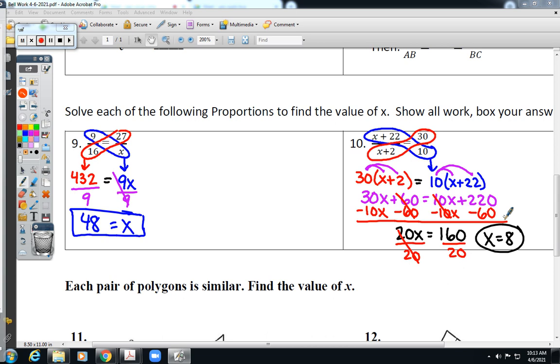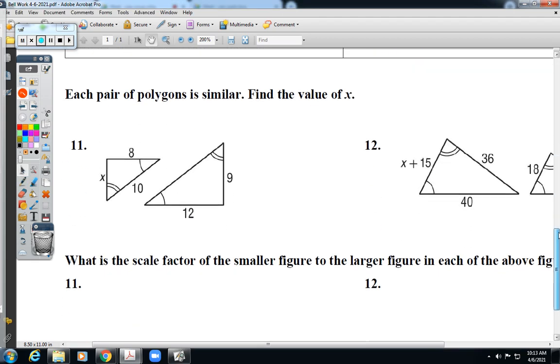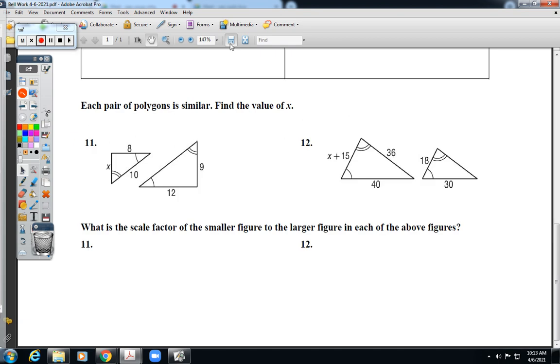Okay, let's finish up. We took this idea of solving proportions and we applied it to similar figures. Down here we said these pairs of polygons are similar. Find the value of x. We need to look at this picture and remember that the sides are proportional if these triangles are similar. If we recognize the right angles, then each of our numbers here is paired with something on the other triangle.